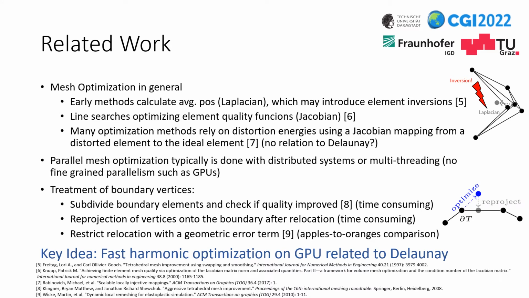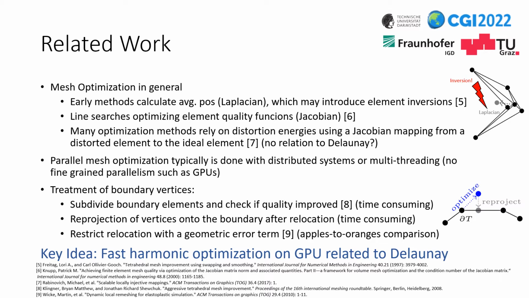We take a quick look at previous work. Mesh optimization has been addressed by academics for decades. Early methods just relocated vertex positions to the average of their vicinity, but you gotta be cautious because you may introduce element inversions. So more robust approaches came up, which optimize element quality functions that typically rely on the Jacobian of an element. Today, many optimization methods use the Jacobian to map from a distorted element to an ideal element, and the ideal element most of the time is an equilateral element.